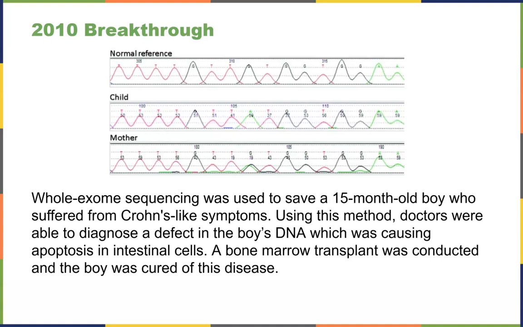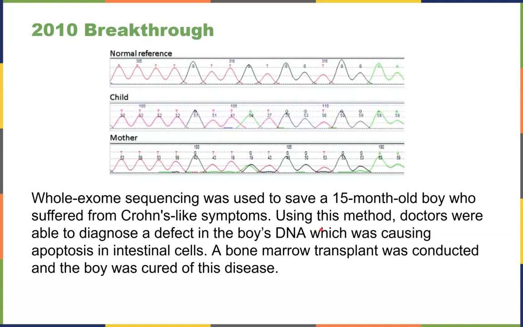In 2010, okay, whole exome sequencing is a little bit different from whole genome sequencing. Whole exomes are just going to be the usable parts of DNA, so it doesn't take as long. It's a little bit easier to use and understand. But whole exome sequencing was used to save a 15-month-old boy who was suffering from Crohn's-like symptoms. Crohn's disease is an intestinal disease, but it wasn't actually Crohn's.